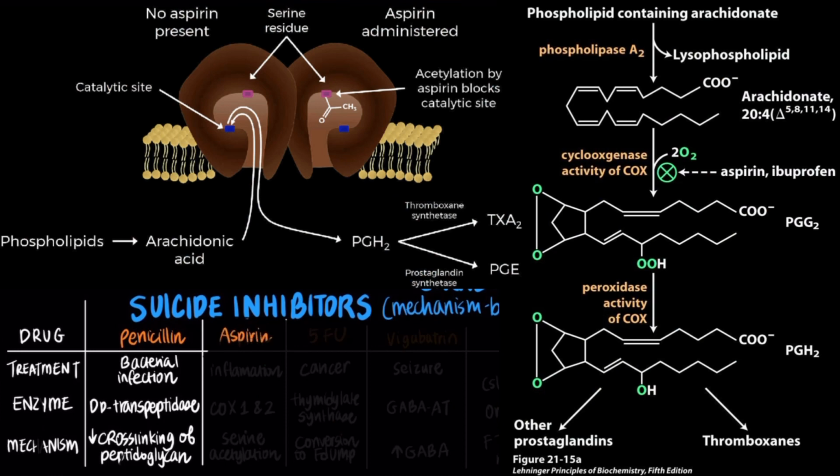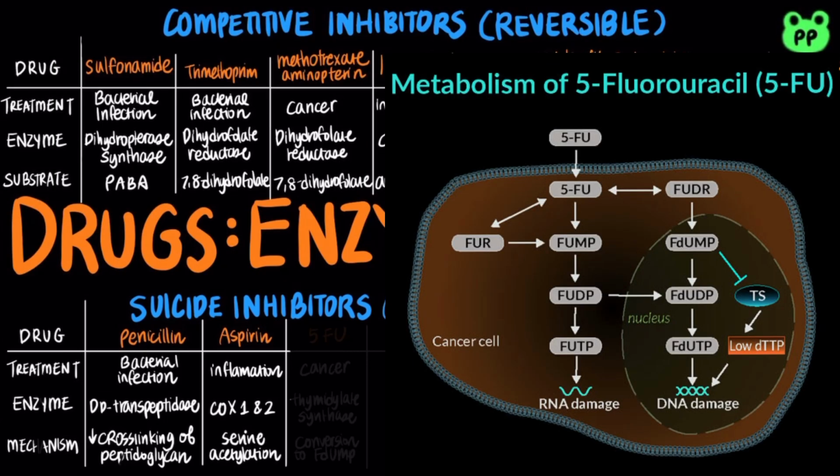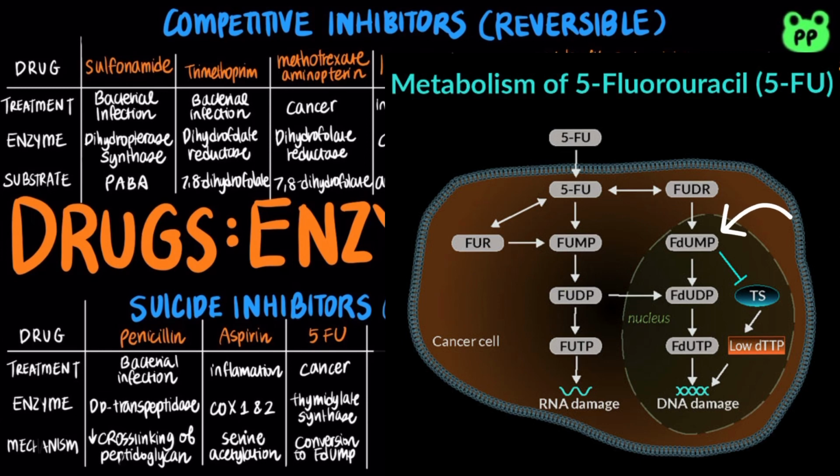Aspirin, like ibuprofen, is a non-steroidal anti-inflammatory drug, or NSAID, that functions as a suicide inhibitor of COX-1 and 2 through the acetylation of a serine residue in the active site. Fluorouracil, also known as 5-FU, is an anti-cancer drug that functions as a suicide inhibitor of thymidylate synthase through its active metabolites such as fluorodeoxyuridine monophosphate, or FdUMP, blocking the synthesis of the pyrimidine nucleotide dTMP, which is required for DNA replication, thereby affecting rapidly replicating cancer cells.